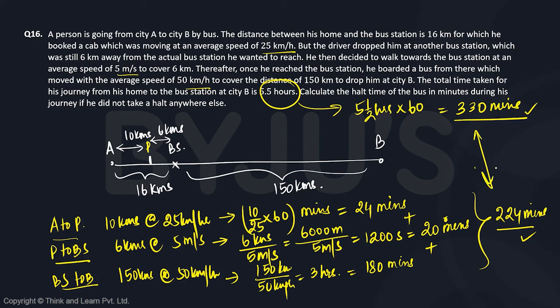So the difference between them is 106 minutes, for which there is no data about it. So obviously, for these 106 minutes, the bus must have taken a halt and must have stopped at places.